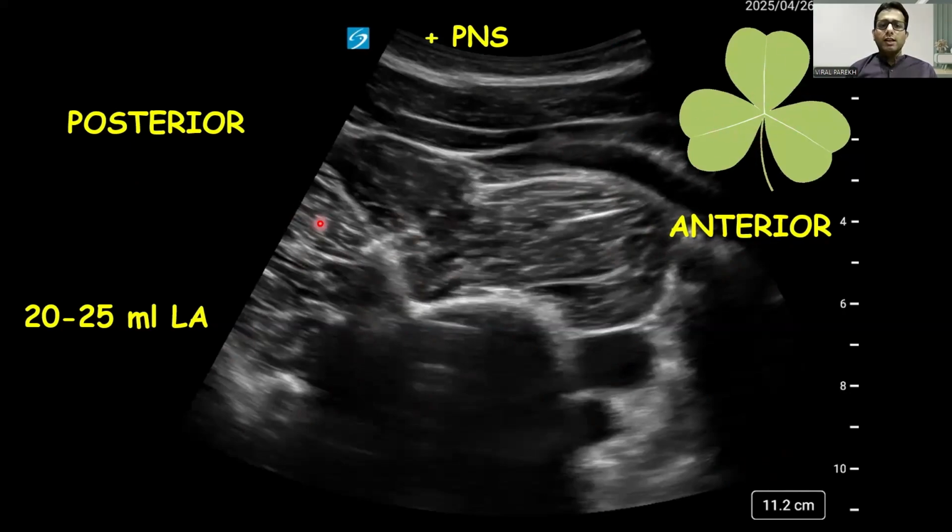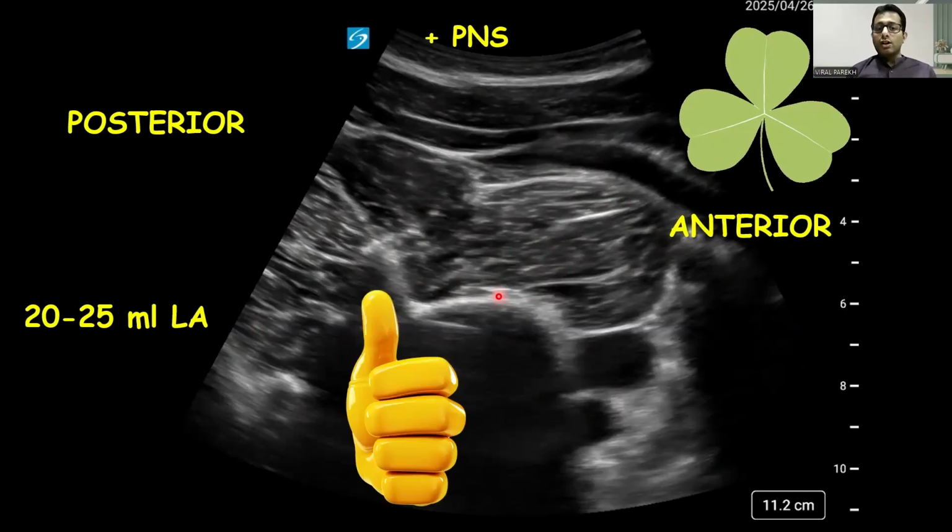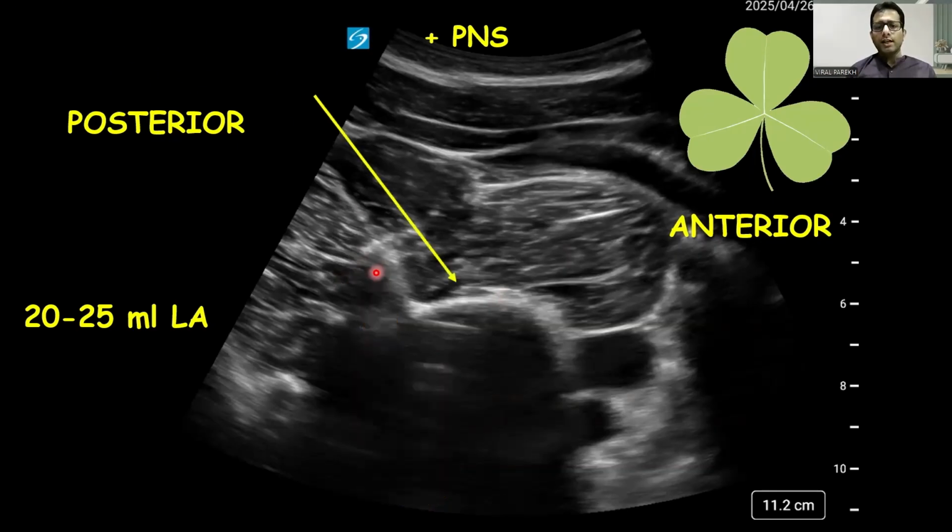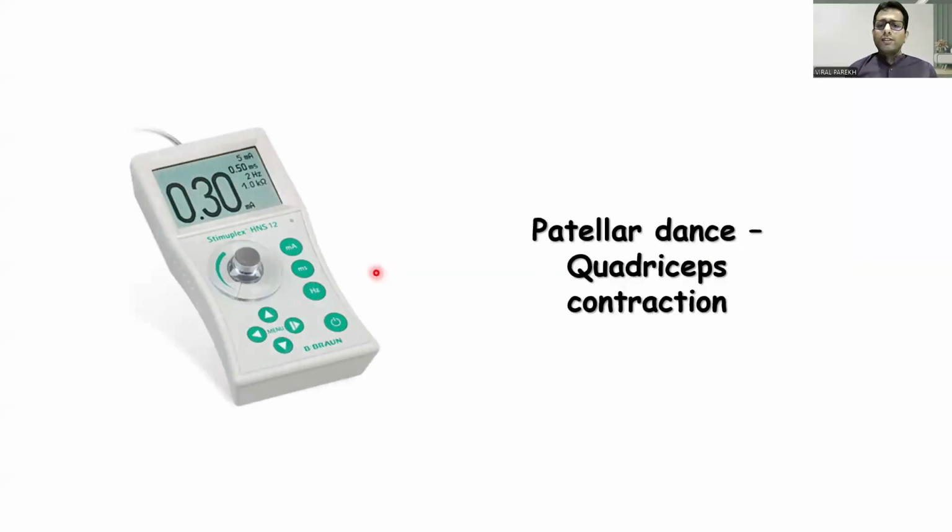The muscle on the posterior is the erector spinae, this is the quadratus lumborum, and this is the fleshy muscular psoas major, along with the pulsations of the lumbar artery. And this hyperechoic shining structure is the lumbar plexus. This has also been described as a thumbs up sign, in which the knuckles correspond to the lumbar vertebral body, the thumb corresponds to the transverse process of the vertebrae, and so on. The needle usually comes from the posterior end, and we tend to deposit around 20 to 25 ml of the local anesthetic. Along with that, we definitely like to see the quadriceps contraction.